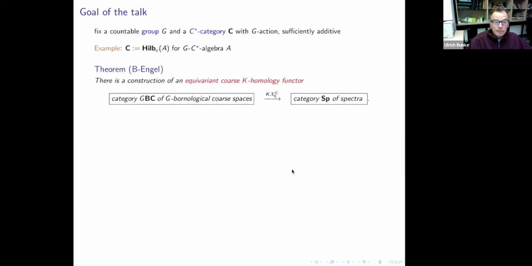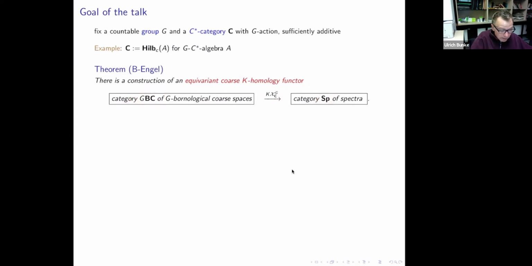And then the main statement I want to motivate and explain is the following. So there is a construction of an equivariant K-homology functor. The notation will be K^X, so the coarse K-homology functor with coefficients in the C-star category, which goes from the category of G-bornological coarse spaces to the category of spectra. And one of the goals of this talk is to motivate what this category is and why this category. And of course, a little bit about how we construct such a functor.